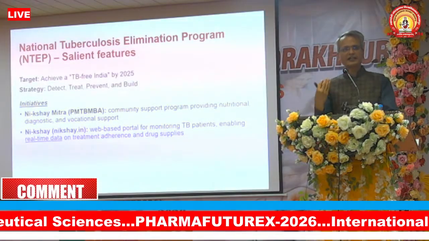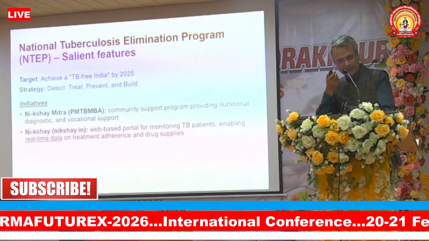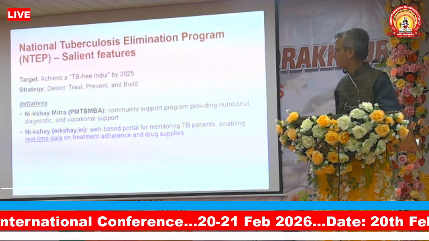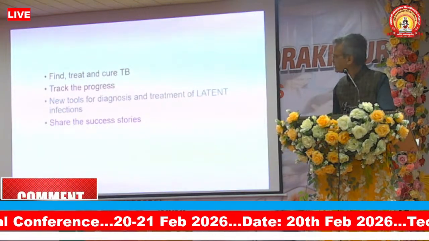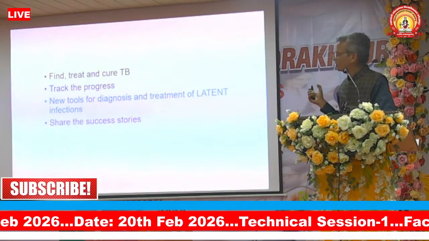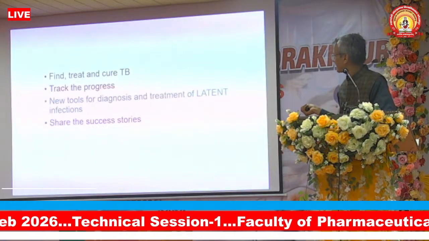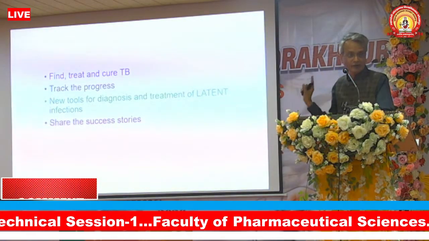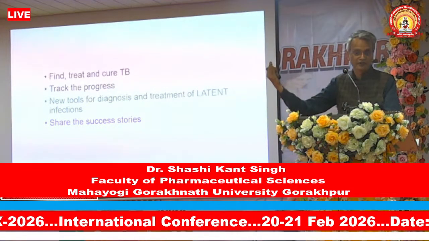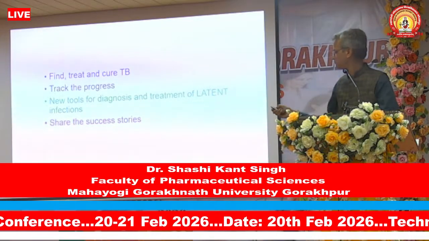Okay, so they collect all the data about the patient. They share the stories. These programs are already there. There is again one program that allows you 1000 rupees per month to support your nutritive cost. Then finally, if you have to treat tuberculosis, you need to find, treat, cure, track the progress, and then you need to find newer tools of diagnosis and the treatment of latent infections. These are always problematic. They remain latent. They may remain latent for 10 years, 20 years, and they may emerge. And then you need to share the success stories, the stories that I shared.